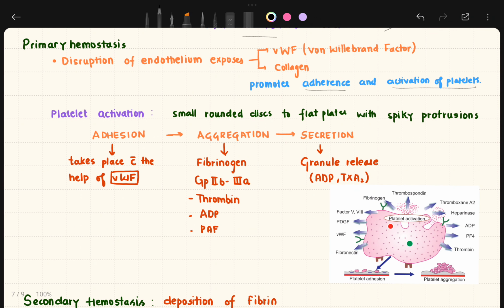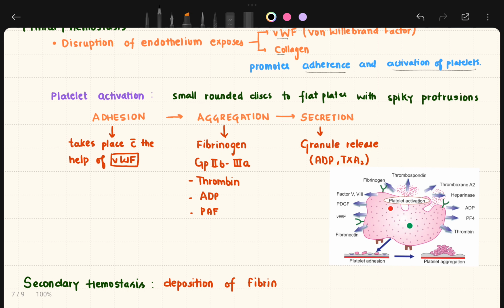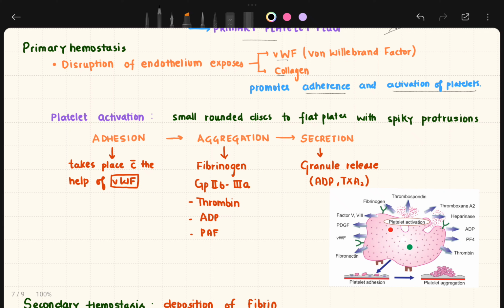How these von Willebrand factor and collagen help in adherence and activation, we'll study about it later, that there are certain receptors present on the surface of platelets which are going to bind with these subendothelial components, von Willebrand factor and collagen. Now how does platelet activation take place? We know that platelet activation occurs at the time of primary hemostasis. So how does this activation take place?